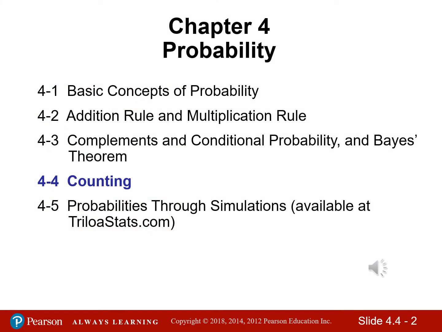In Chapter 4, Section 4, we'll be reviewing counting methods. In this section, we'll be introduced to 5 methods of counting, including the multiplication rule, factorial rule, the permutation rule, and combination.